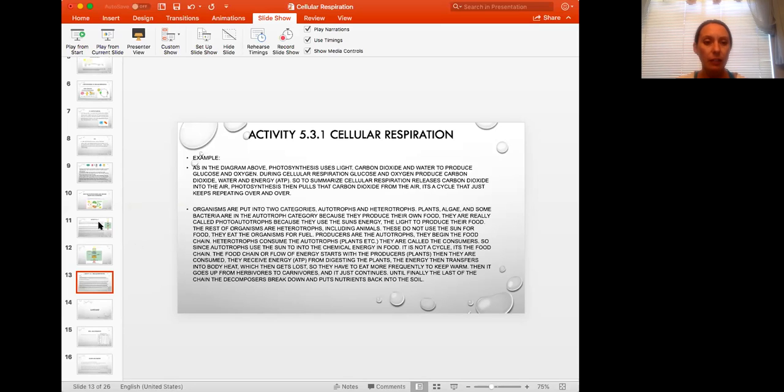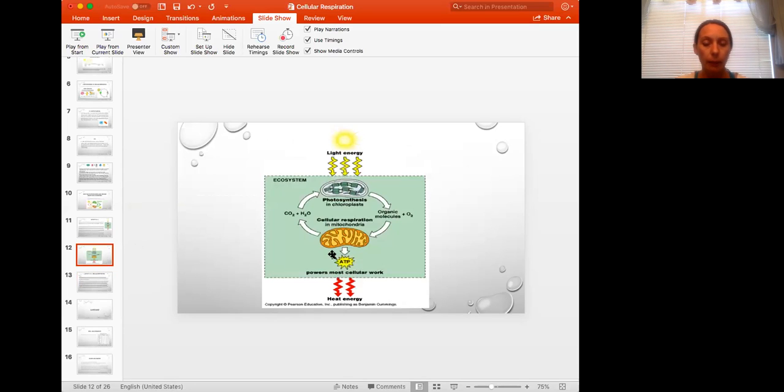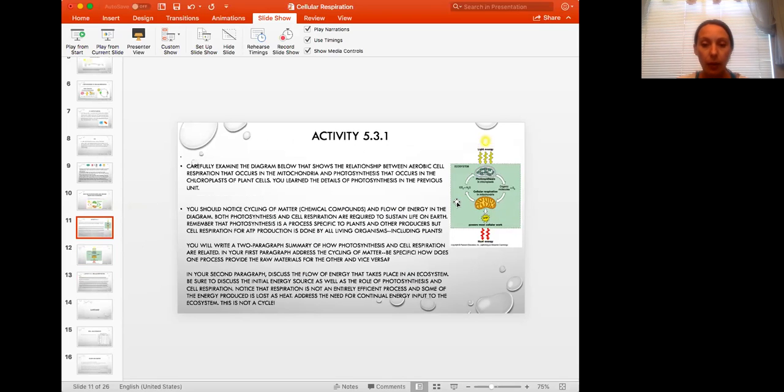Okay, so hopefully that gives a little bit clearer understanding of what this diagram is showing and what you are supposed to do. Again, in that first paragraph, they want you to explain photosynthesis, cellular respiration, and what the products are. Second paragraph, they want you to explain the flow of energy in an ecosystem, so how that might look from photosynthesis in a producer to cellular respiration in a consumer. And then the cycling of matter.